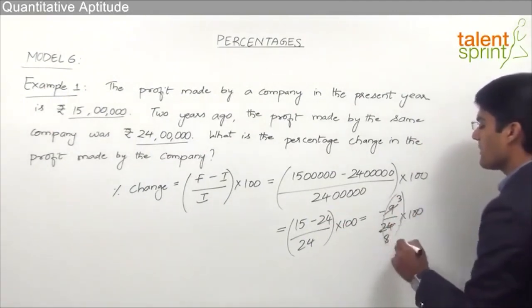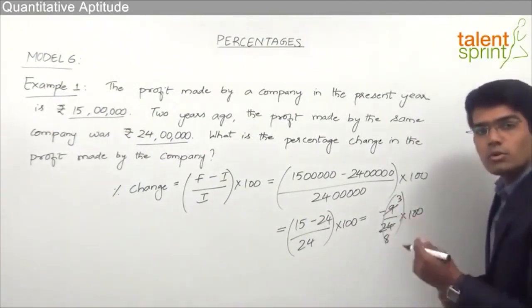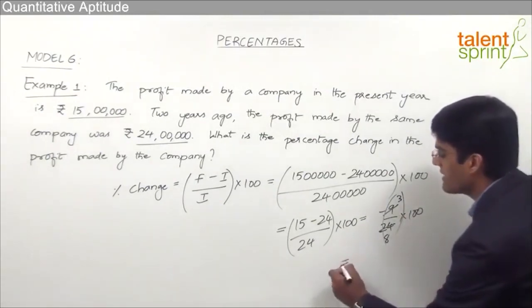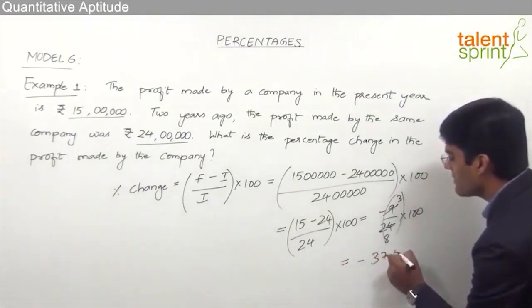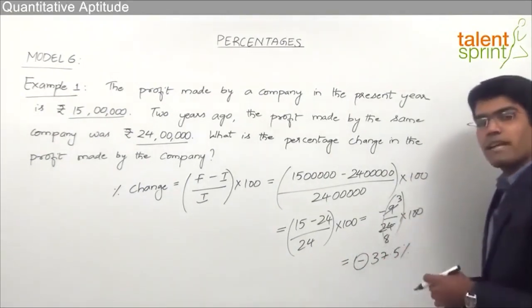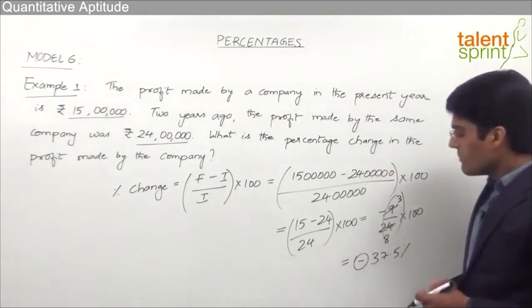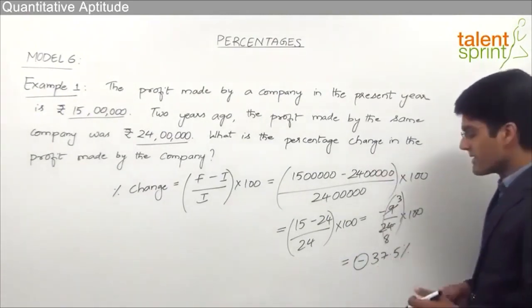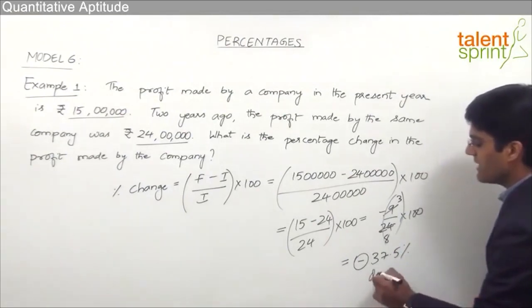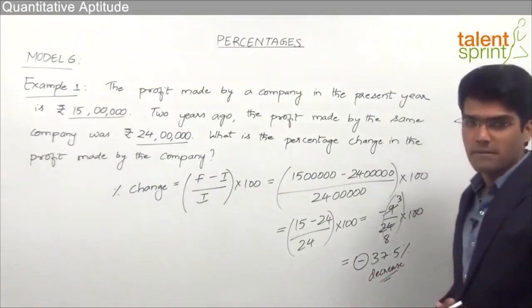And from the knowledge of fractions in terms of percentages, we know that 3 by 8 will be equal to 37.5%. So the answer here should be minus 37.5%. And this minus sign indicates that the profit has decreased. So we can say that the percentage change in the profit made by the company is 37.5% decrease. So this is nothing but a decrease in the profit. So the answer here is 37.5% decrease.